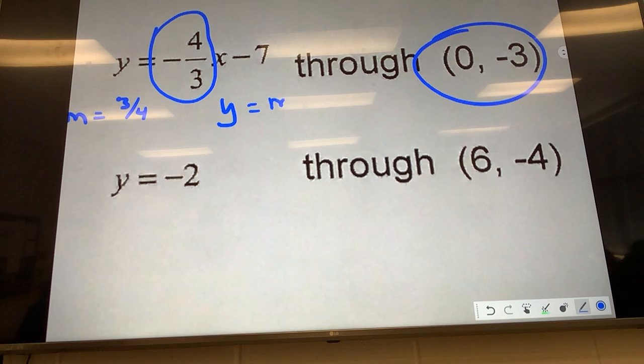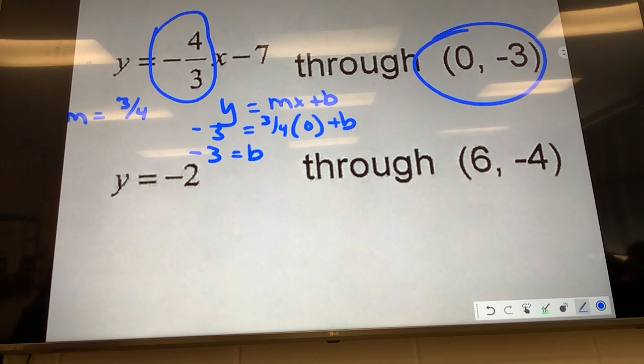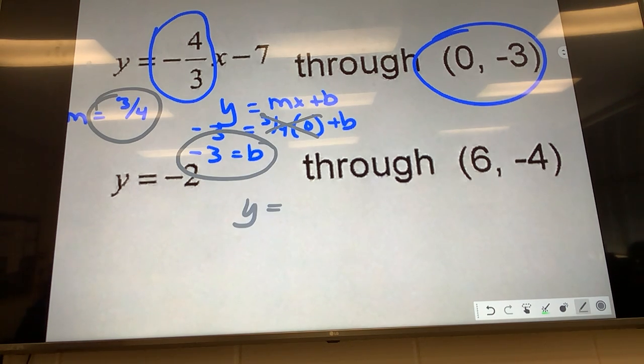Y equals mx plus b. Instead of y, I have a -3. Instead of m, I have a 3/4. Instead of x, I have a 0, plus b. -3 equals b, because anything times 0 equals 0. So I've got my b, I've got my m. I can now put it together. Y equals 3/4 x minus 3.